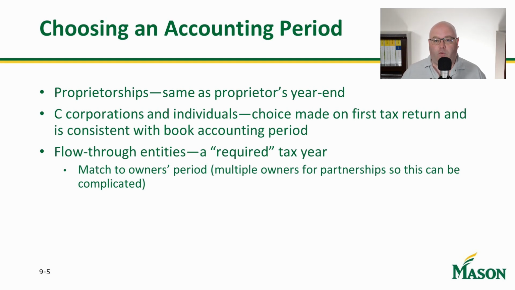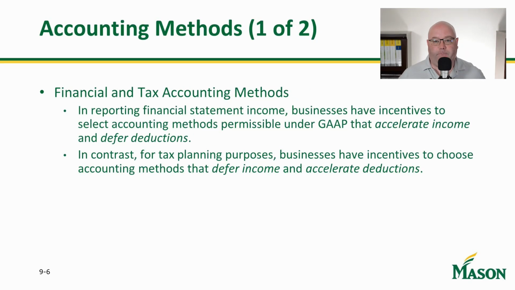Flow-through entities have a required tax year. Again, you must match the owner's period. With multiple owners, this can be complicated, and I've already discussed that. So, financial and accounting methods. In reporting financial statements, companies have incentives to select methods permissible under GAAP that accelerate income and defer deductions.